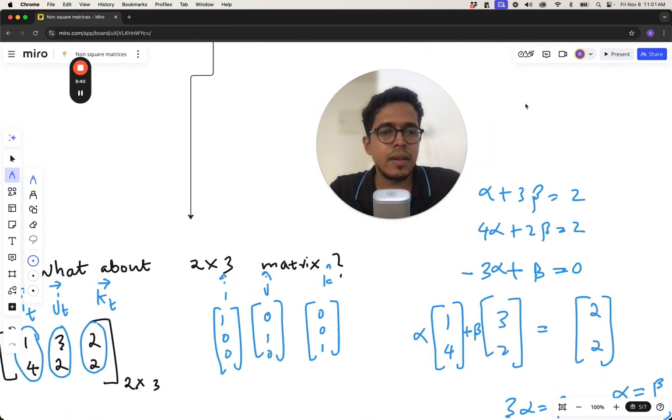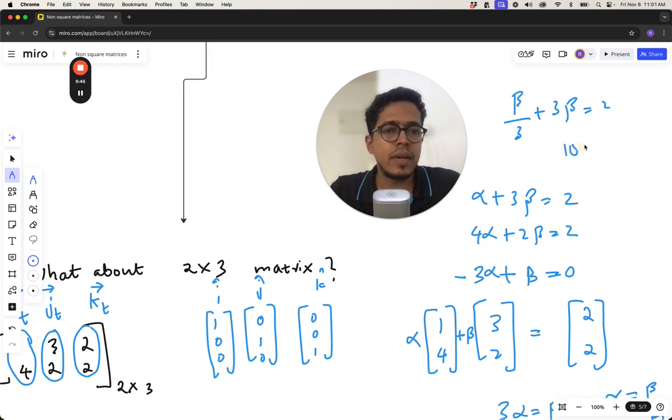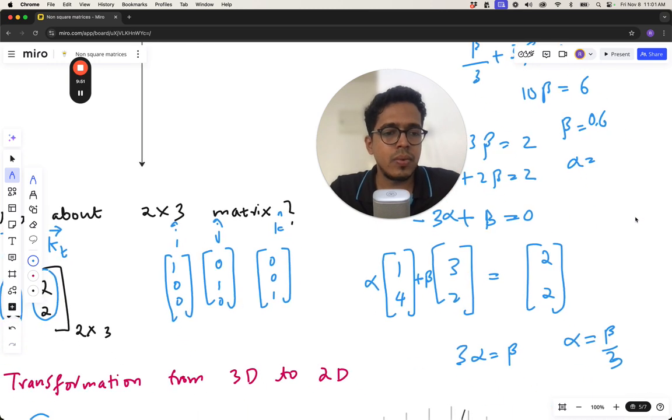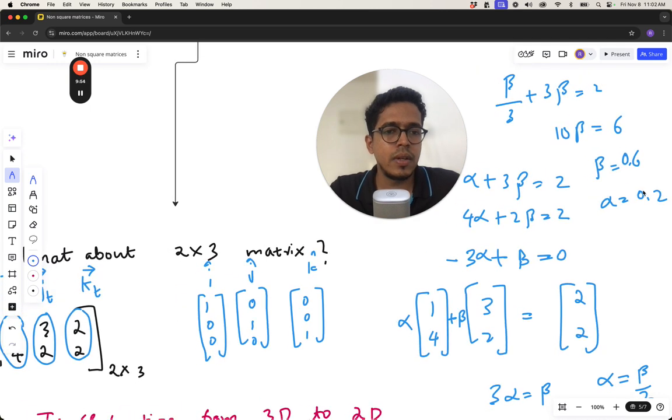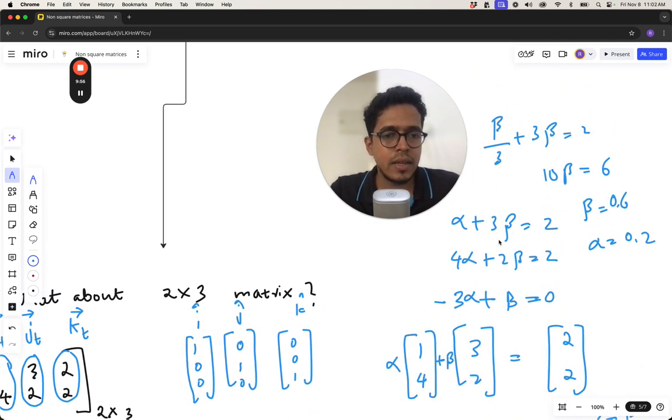Then beta by 3 plus 3 beta equal to 2. So 10 beta equal to 6, beta equal to 0.6. And alpha equal to beta by 3, which is 0.2. So I hope this gives the correct answer. Let me check.